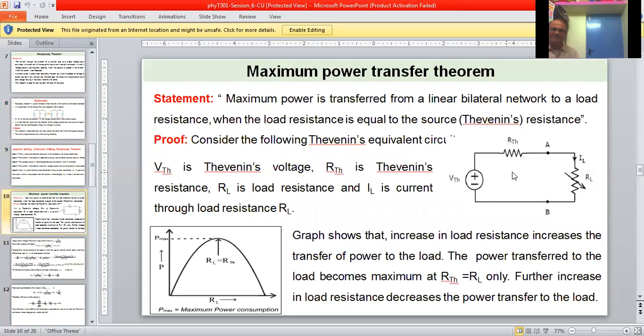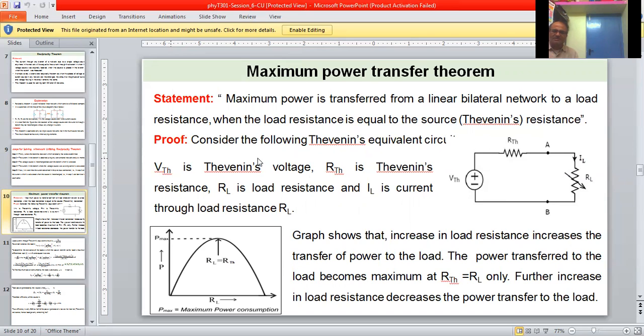This Thevenin's resistance actually includes all other resistance excluding the load resistance. So we can say that this Thevenin's resistance is the total resistance of this electrical circuit, excluding the load resistance. When this Thevenin's resistance becomes equal to the load resistance, then at that condition the maximum power will be transferred to this load. This is the meaning of the maximum power transfer theorem.